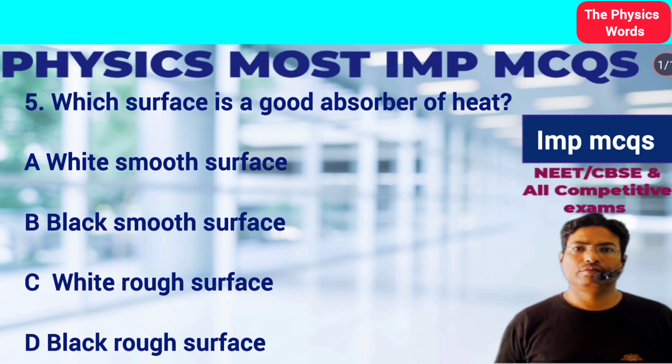Next question. Which surface is a good absorber of heat? The correct answer is option D. Black rough surface.